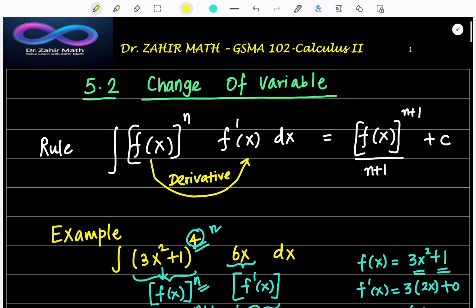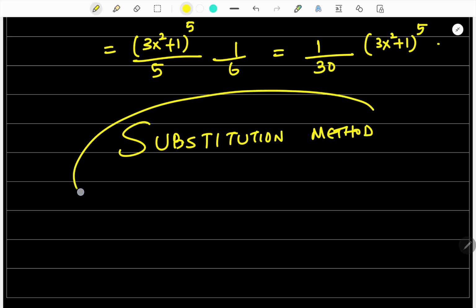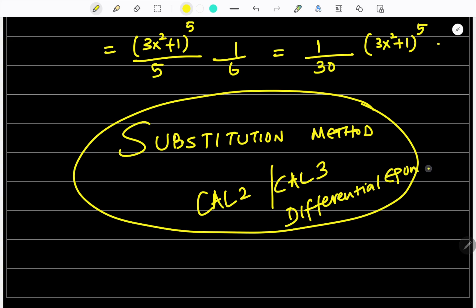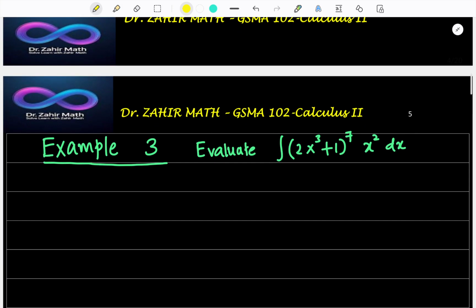Clear? Sometimes this situation won't happen. In that situation, we have to use one method called substitution method. What is the method? Substitution method. This method is a powerful method in all types of integration, especially in Cal 2, Cal 3 and differential equations. Keep in your mind. When this situation comes in this exercise, I will explain to you. Right, so let's go to the first question.